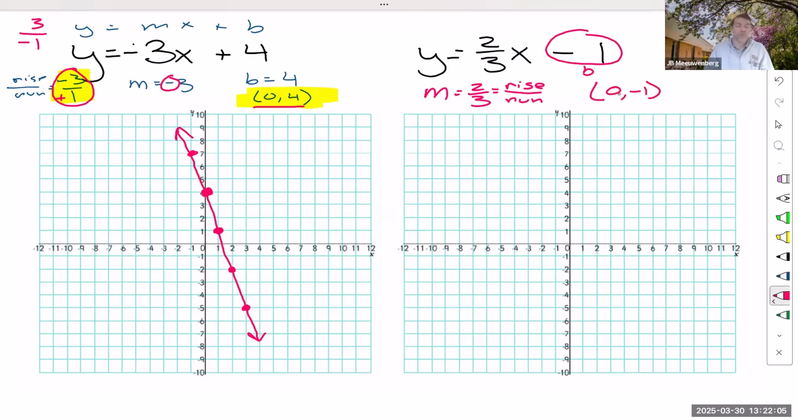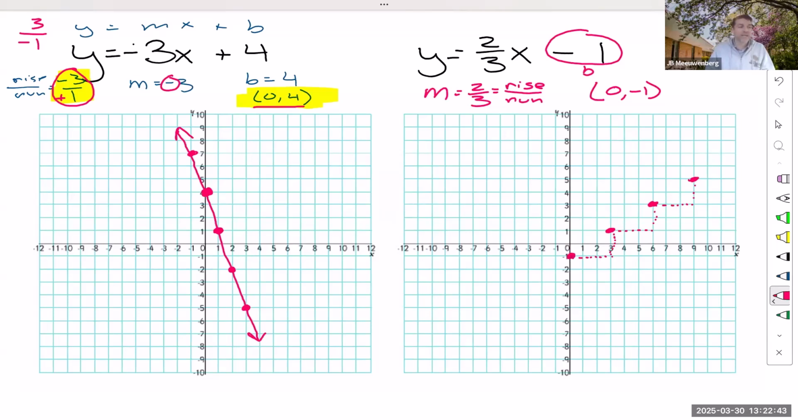So let's start with that point. Always start with the point that you know is on the line. That's going to be that y-intercept. So we're starting at 0, -1. With the slope of 2/3, our rise is 2 and our run is 3. So for every 3 spots we go to the right, we have to go 2 spots up. And that's going to be our next point. Let's do it again. 3 spots to the right, 2 spots up, make a point. 3 spots to the right, 2 spots up. They should be all falling in a nice straight line.